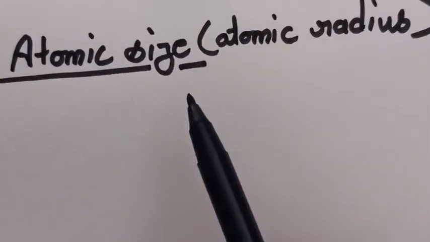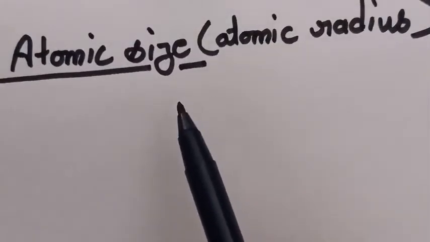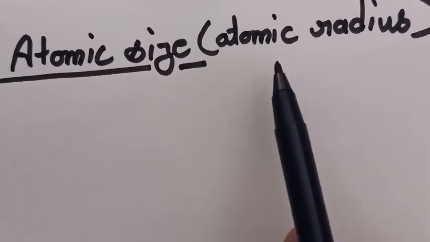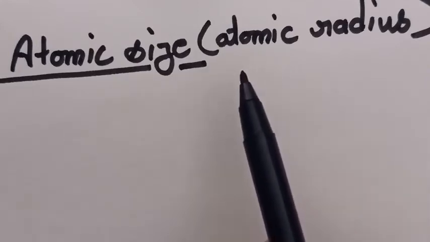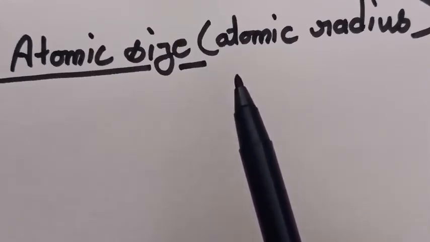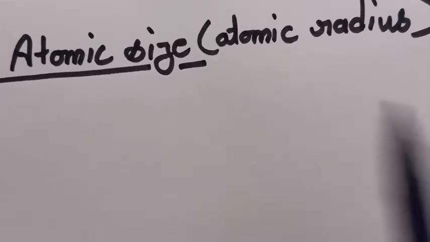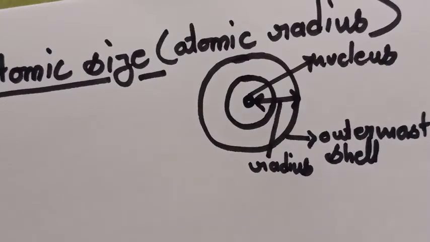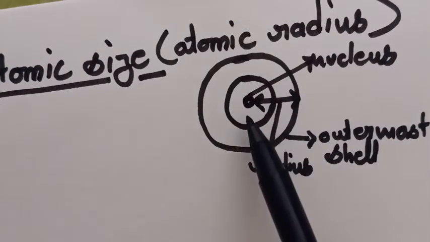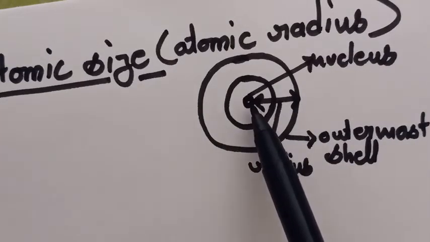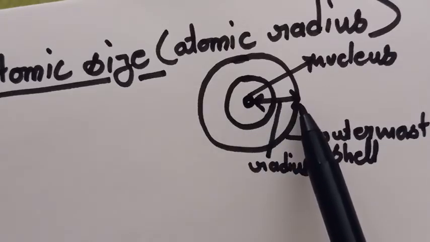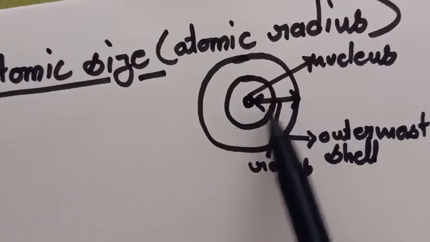Hello student, in this video I am going to start the next topic, that is atomic size in terms of atomic radius. The size of an atom is indicated in terms of the radius of the atom, that is the distance between the center of the nucleus to the outermost shell of the atom, which is known as atomic radius.